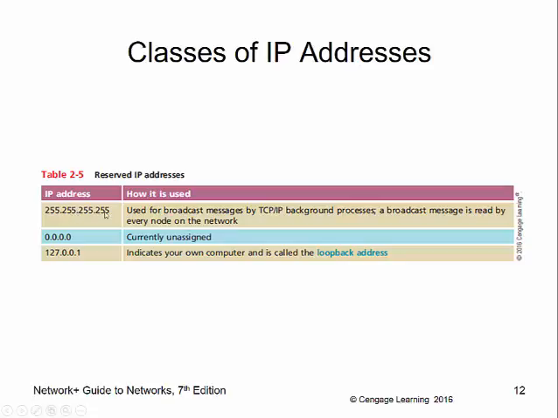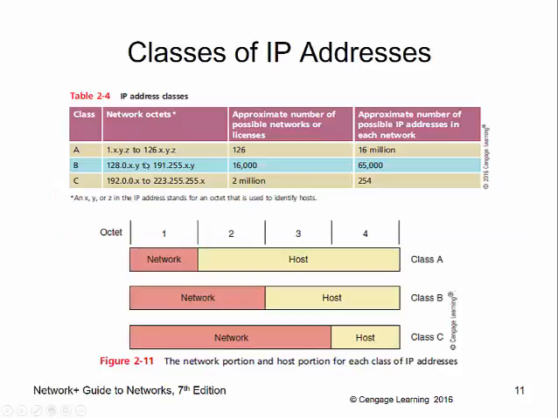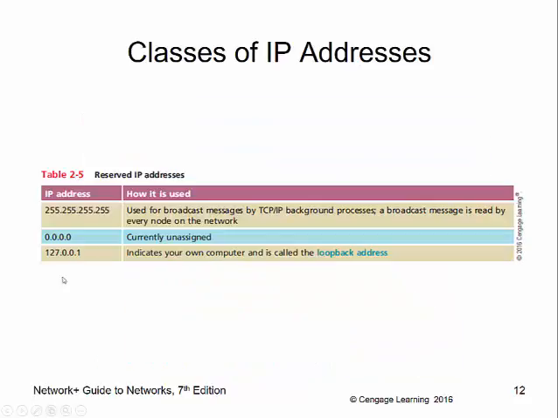255.255.255.255 means everybody. If I send that out, every host receives it. Remember back here, we went from 1 to 126 for Class A and 128 to 191 for Class B. What happened at 127? Technically, 127 is a Class A network, so it had 16 million usable IP addresses.